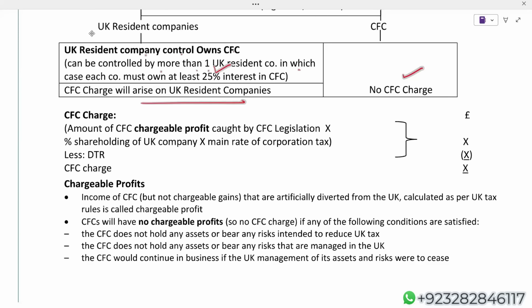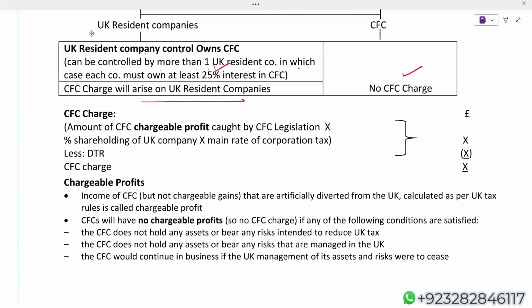CFC charge: the amount of CFC chargeable profit caught by CFC legislation, which will be given to you in the exam, multiplied by your holding, into the main rate, which means 25%. Whatever the amount comes to, you then deduct double tax relief. Double tax relief is the lower of the tax paid overseas and the tax in the UK. Then we have the chargeable profit.